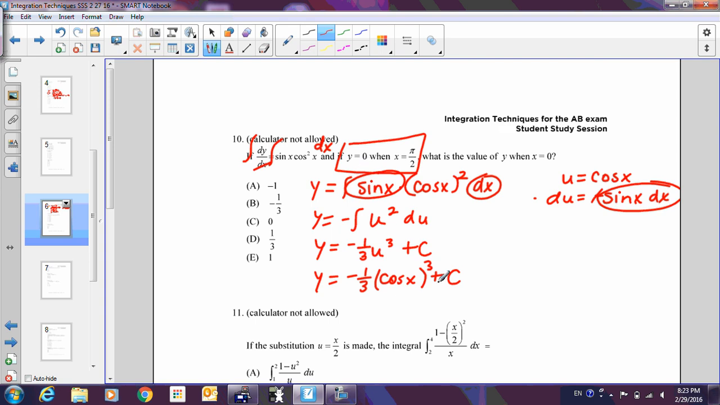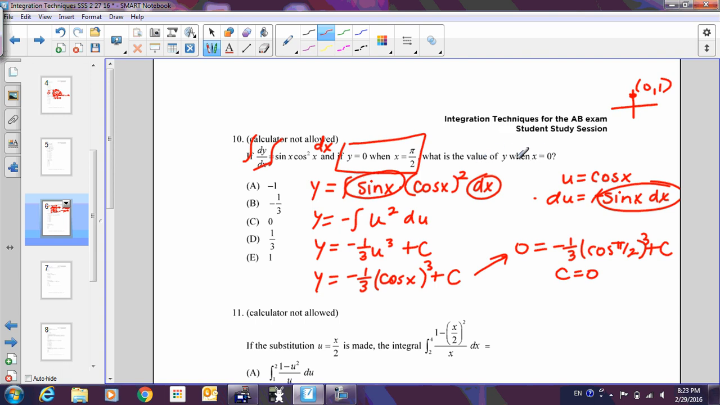Okay, now I'm going to plug in that initial condition. Now I'm going to plug 0 in for y. And I'm going to plug pi over 2 in for x. So a little bit of trig. Got to be able to figure out what cosine of pi over 2 is. Again, if you use this little chart here, cosine is going to be 0. So you end up getting c equals 0. Alright, so all of that for not a whole lot.